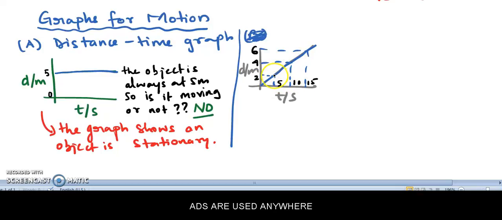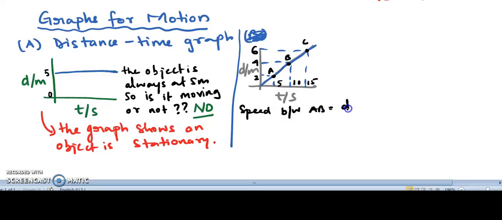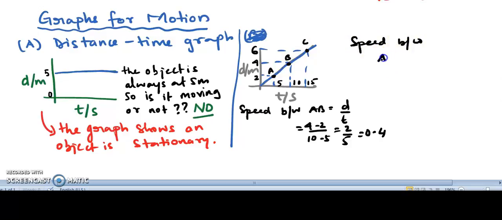If you want to find out the speed between these points, let's say A, B and C. So speed between AB, speed is distance by time. That will be your total distance from A to B, which is 4 minus 2, and time is 10 minus 5, which means it is 2 by 5. So it is 0.4.